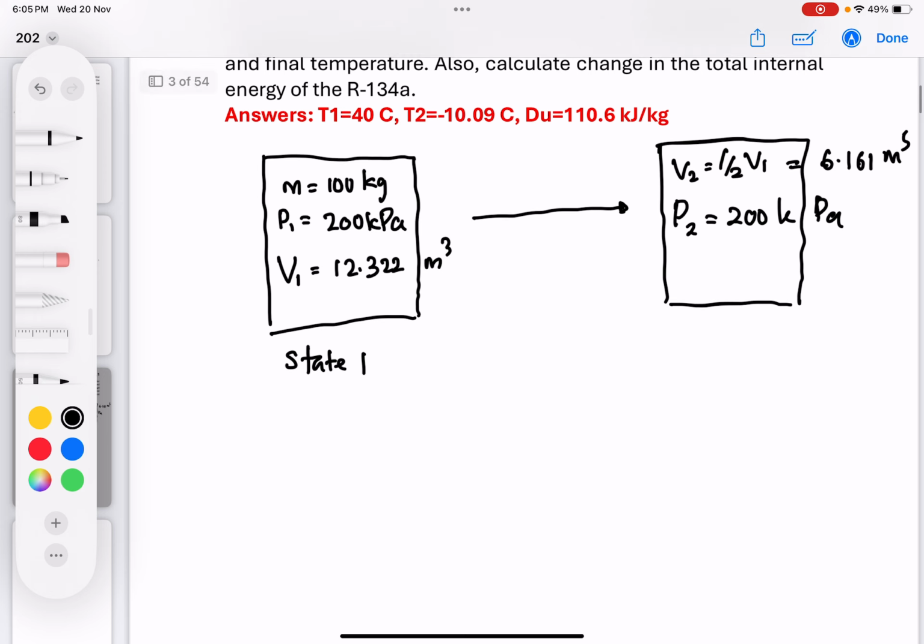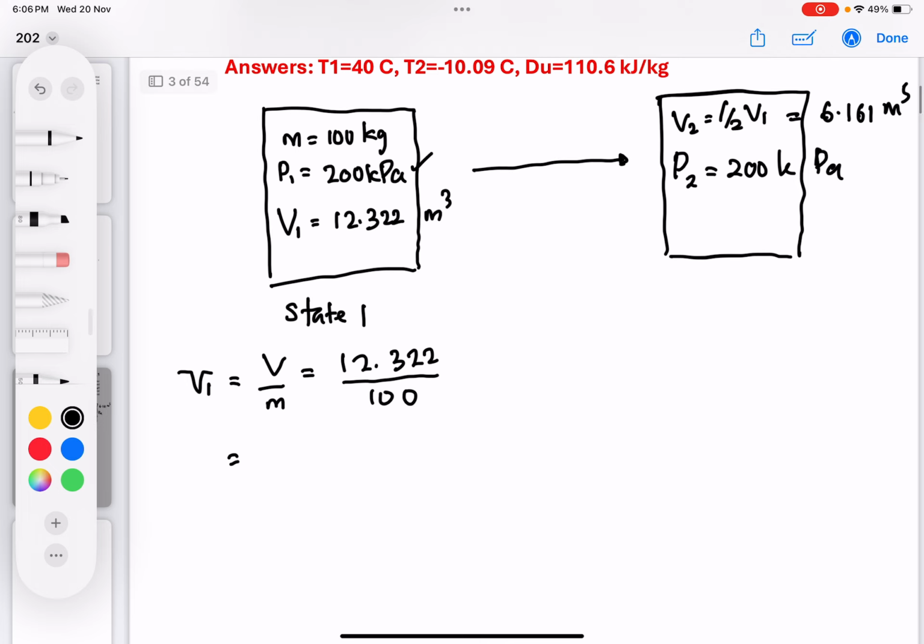Now, for state 1, I only have one property, which is pressure. The mass and the volume are not really properties. So now I have to use my specific volume at state 1, which equals volume divided by mass. Volume is 12.322 divided by mass, which is 100 kg, going to be 0.12322 meter to the power of 3 per kg.